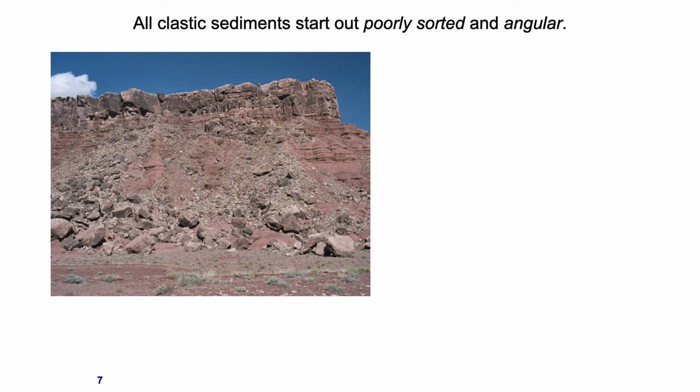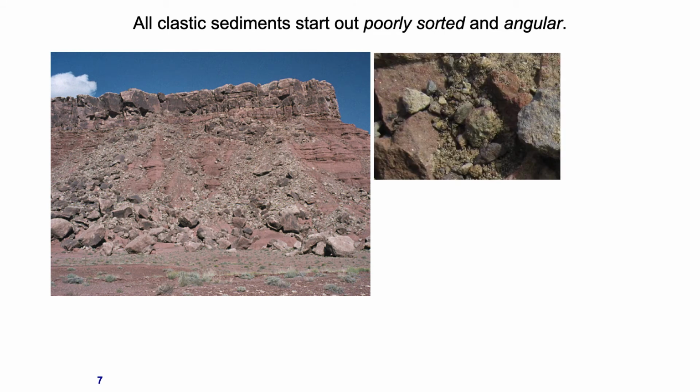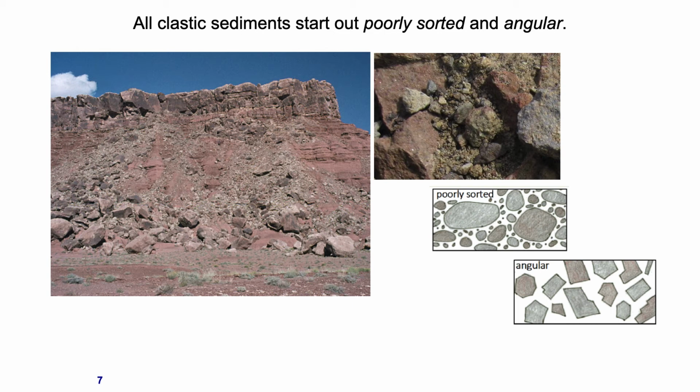First, all clastic sediments start out as poorly sorted, representing all the grain sizes, and angular with sharp edges. This is because most of the time they've been physically weathered, and physical weathering produces basically all sizes and the angular shape.